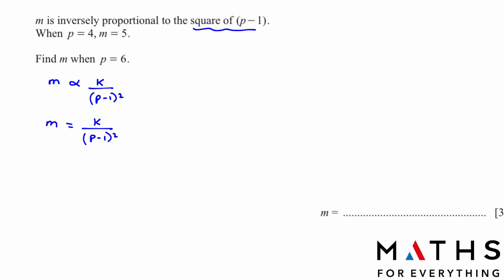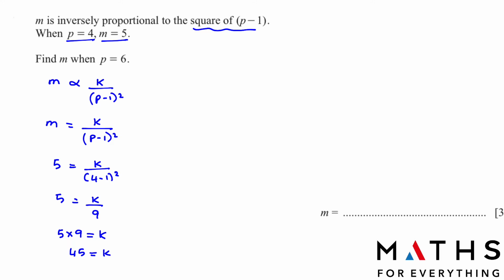In place of m, replace 5, because they said when m is 5, p is 4. So in place of p, what are we going to substitute? 4. You will get 9. Cross multiply, bring the 9 to the other side. It's a divide, so it will be a multiply. 45 is equal to k.